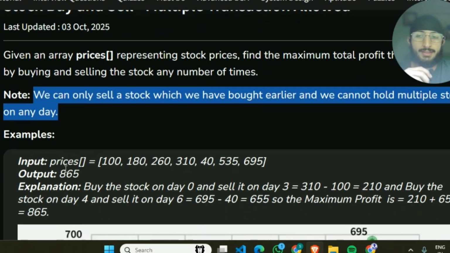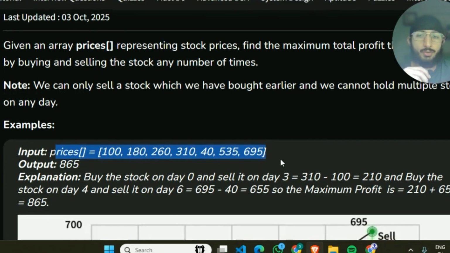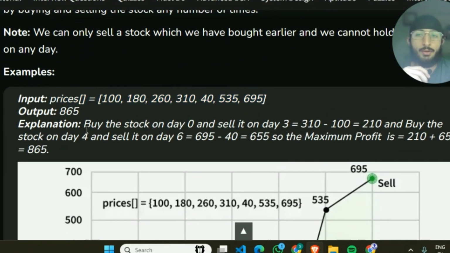So let us say this is the prices array: 100, 180, 260, 310, 40, 535, 695. Now I buy the stock on day 0, that is 100, and sell it on day 3, that is 310. So we get 310 minus 100, profit of 210. Then buy the stock on day 4, at cost 40, and sell it on day 6, that is 695. So profit is 695 minus 40, which is 655. So the maximum profit is the sum of these, and we get the answer 865.